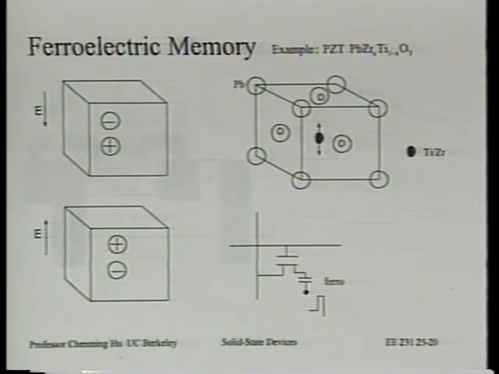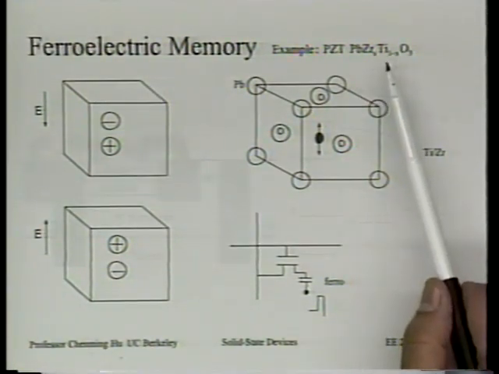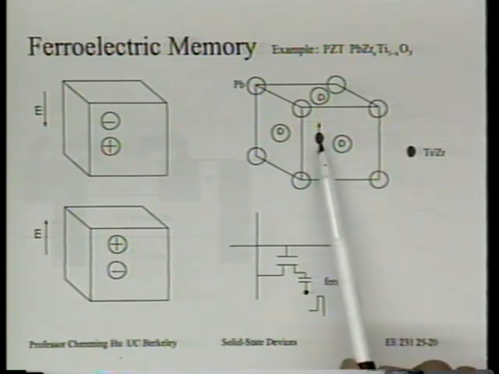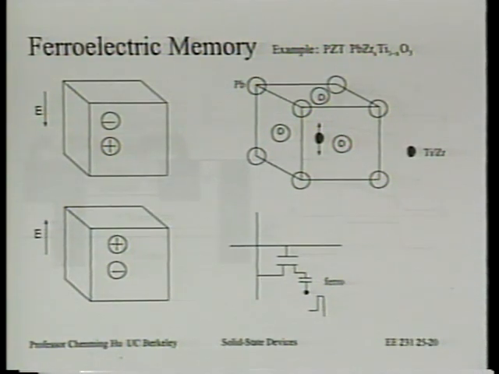1, 2, 3, 4, 5, 6, right? 6 faces. So now you understand where it is. So you know where the oxygen is, you know where lead is. Now finally, where is this zirconium or titanium? It's that black circle in the middle of this box. Now just think of this as a mechanical picture.